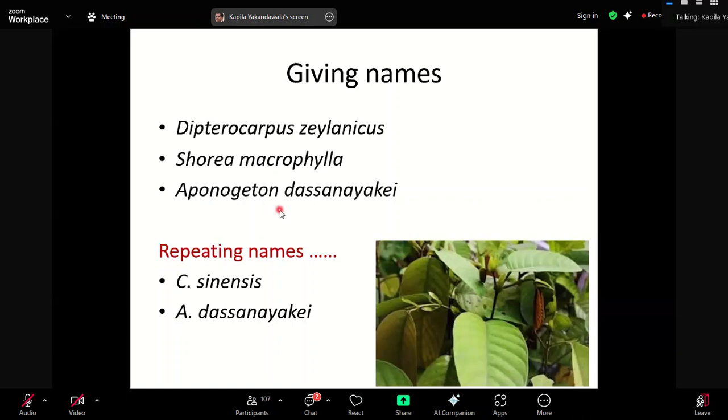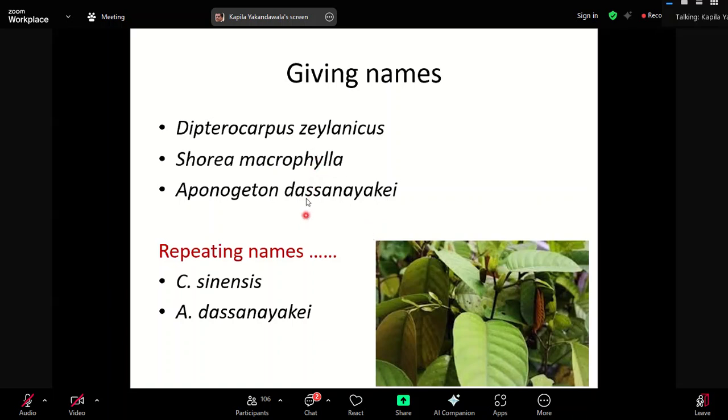If you look at this one, Apodageton dasanayake, I have just shown you a picture. This plant was discovered in Sri Lanka about 6-7 years ago. It was named to honor a great professor, Professor Dasanayaka, who has done a lot for this field. His name is Dasanayaka, but you can't write it that way because you have to Latinize the name, so Dasanayake. You might wonder why these names are a little awkward, but that's because we have to Latinize the name. This is how you name it, right?